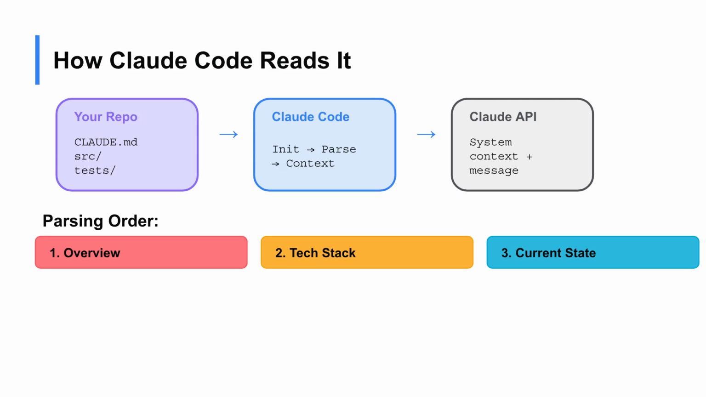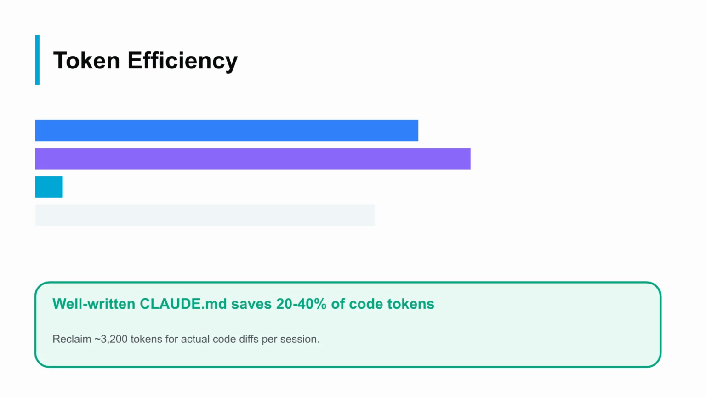Your repo, including Claude.md, is parsed during initialization to create context for the Claude API. This context is combined with your message for the final request. The parsing order is overview, tech stack, and current state. Token efficiency is a major benefit.